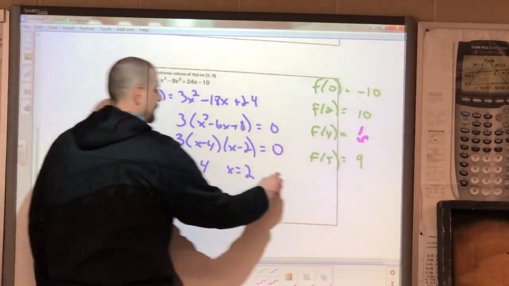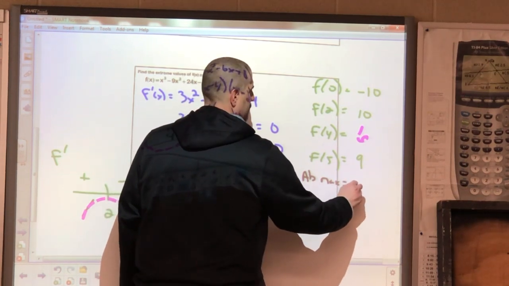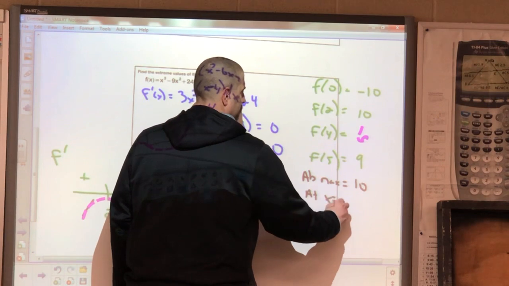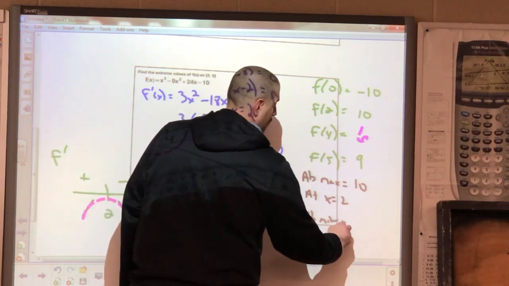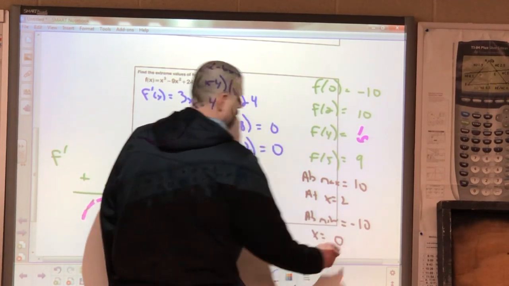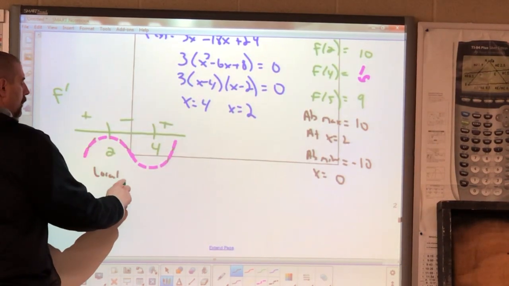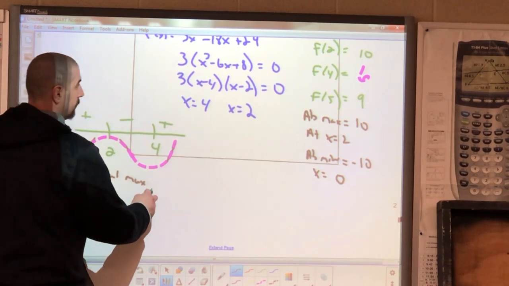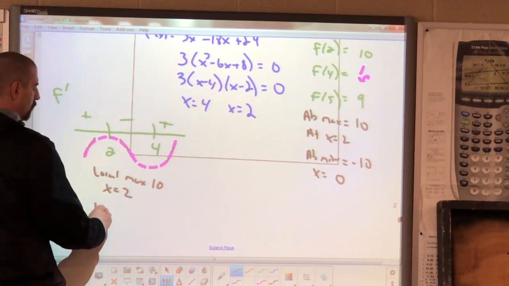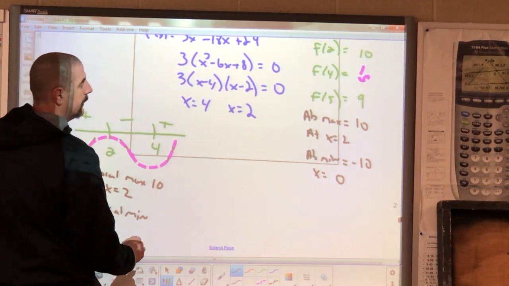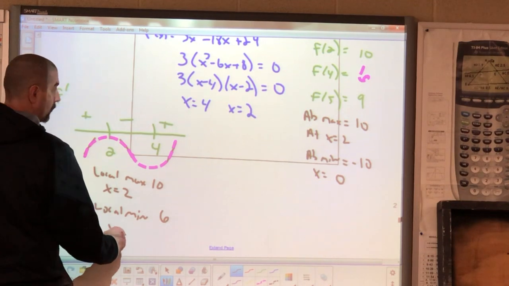All right, so now let's write down what we got. So we got an absolute max, that is equal to 10 at x equals 2. We got an absolute min equals negative 10 at x equals 0. And then from over here, we get a local max of 10 when x equals 2. And we have a local min of 6 when x equals 4.